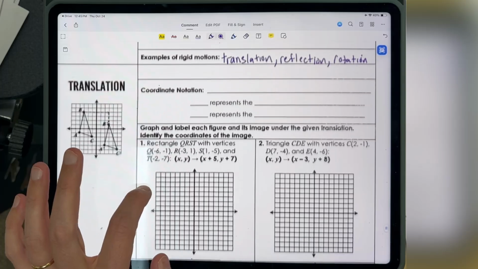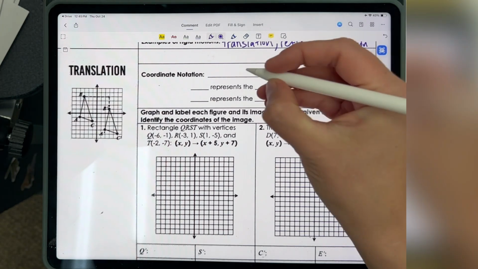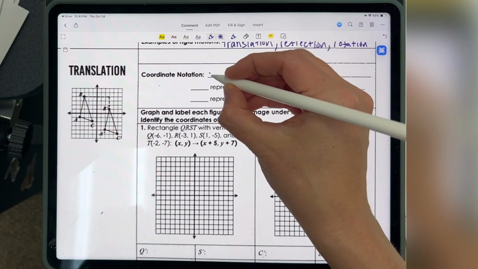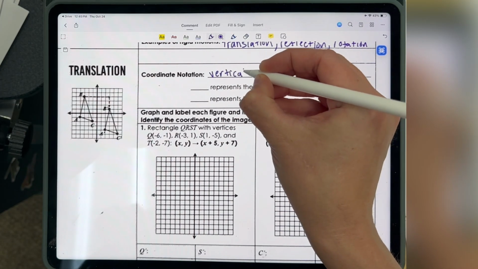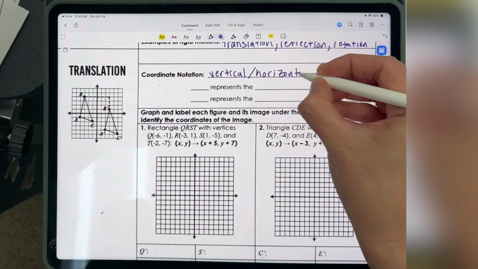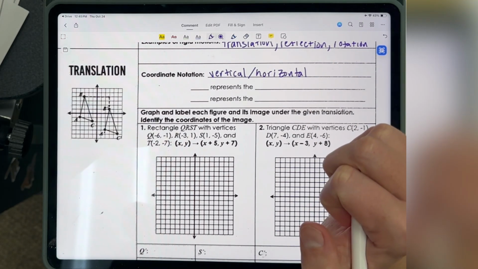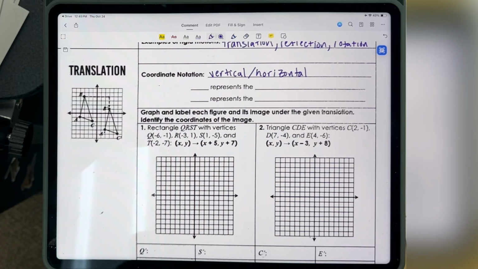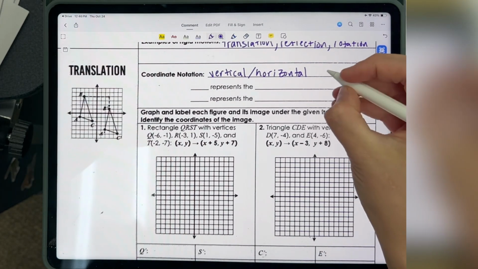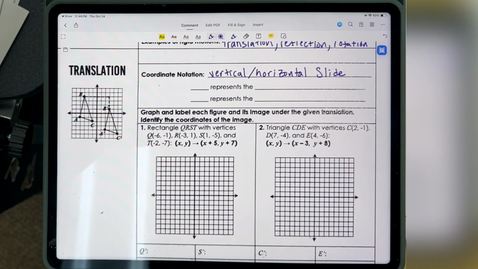So now let's move on to the one I was talking about. We're going to talk about translations today. So what is a translation? It's a vertical and or horizontal slide of a figure. So a vertical or horizontal slide of a figure. Did I spell it right? I don't think I did. I guess it is. It doesn't look right to me, but it is.